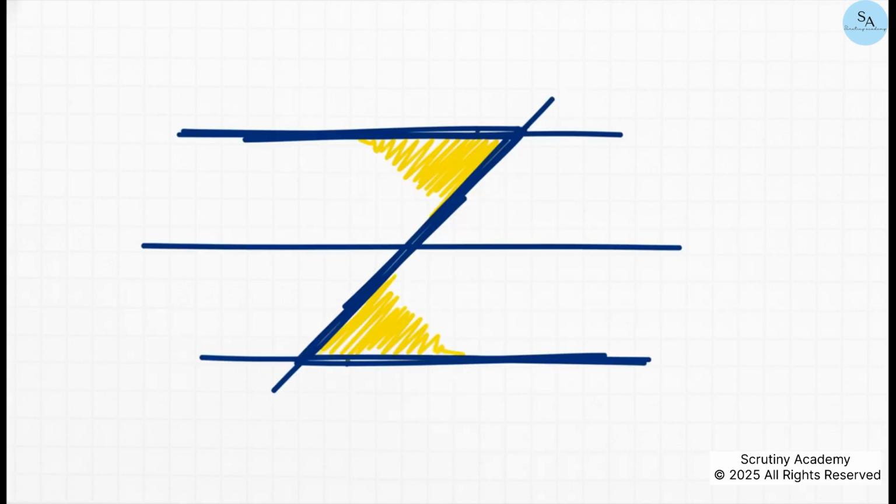Next, alternate interior angles. This one has a great visual trick. Look for the letter Z in the diagram. See it? The angles tucked into the corners of that Z, they're also always equal. It can be a regular Z or a backward Z. Doesn't matter, the rule holds.